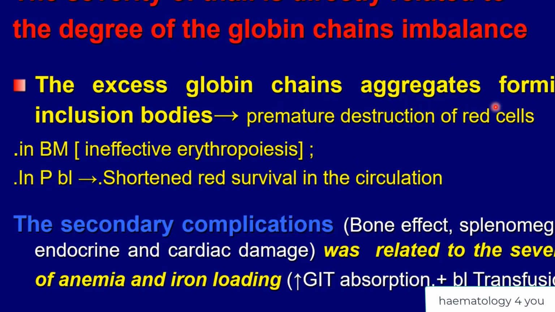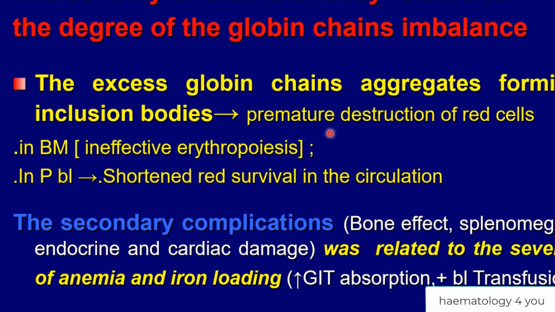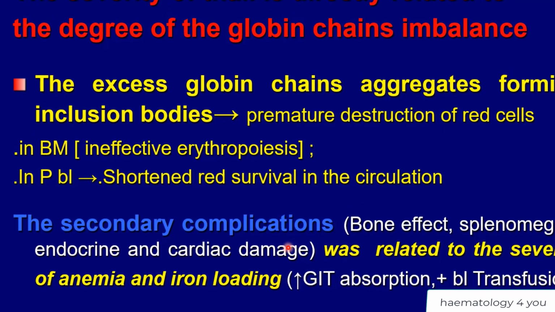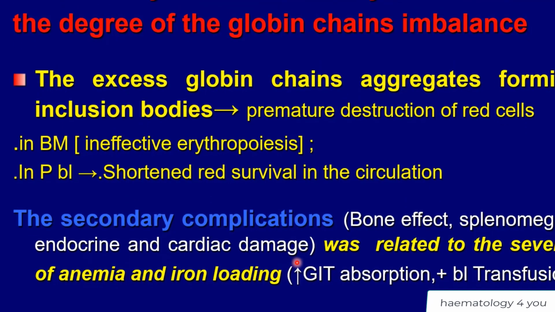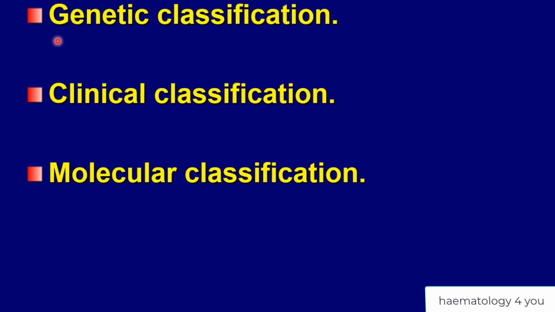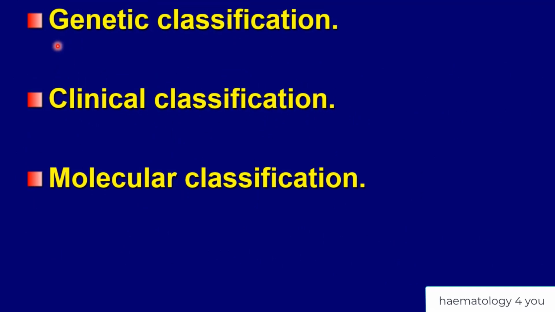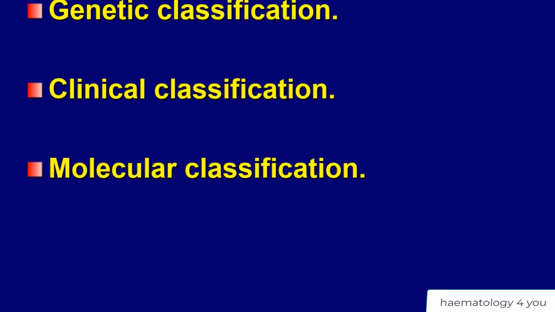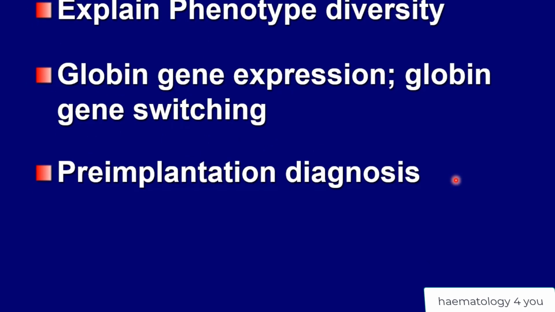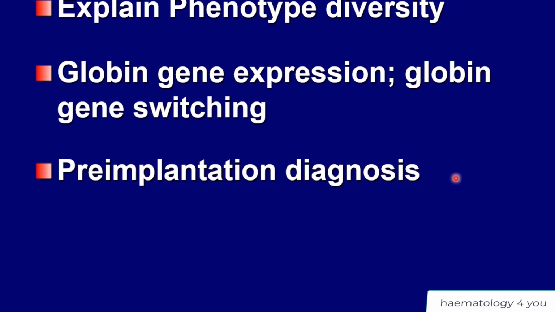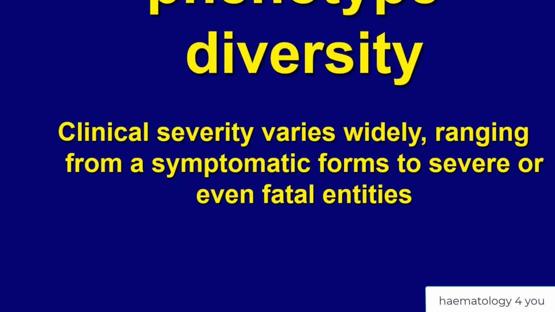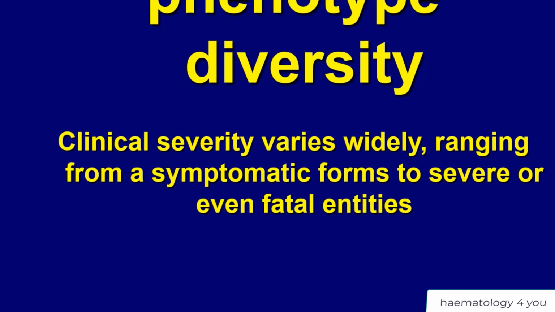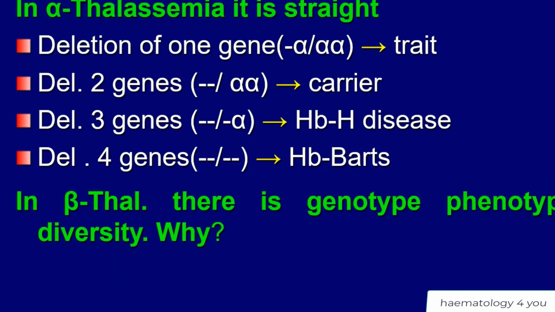The excess globin chains aggregate, forming inclusion bodies and causing premature destruction of the red cells. The secondary complications are bone defects, splenomegaly, and endocrine and cardiac damage. Classification: we can classify thalassemia by genetic classification, clinical classification, and molecular aspects, which explain phenotypic diversity, globin gene expression, globin gene switching, and pre-implantation diagnosis. Phenotypic diversity: clinical severity varies widely, ranging from asymptomatic forms to severe or even fatal entities.